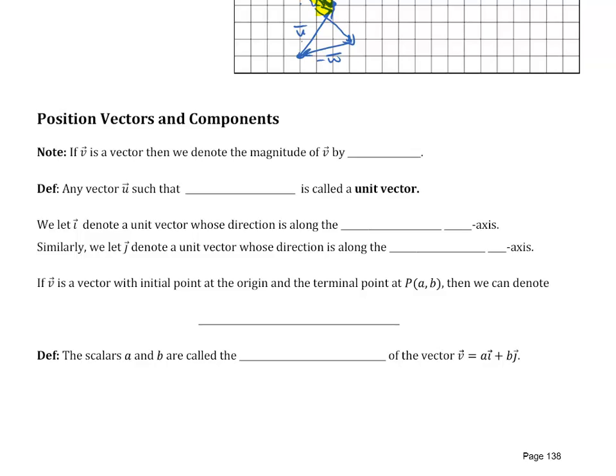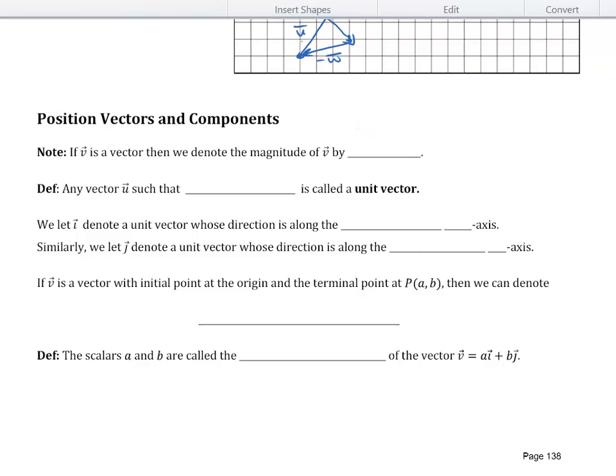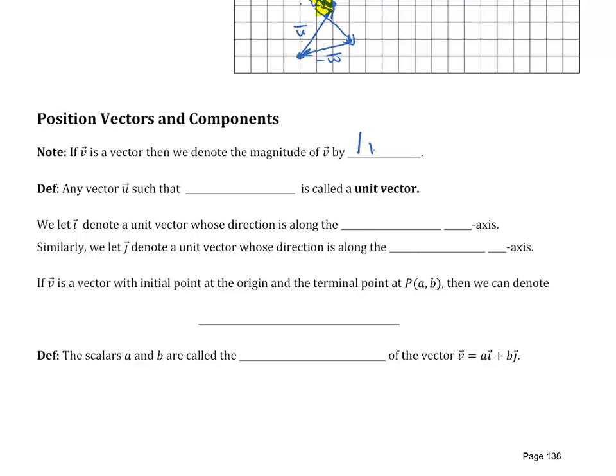Note that we can denote the magnitude of a vector v by using the absolute value symbol. That right there is the length of the vector v, and I write a bar over the top to make sure we understand that that v variable represents a vector. And for any vector u such that the magnitude of u is exactly 1, we call that a unit vector. Vectors of length 1 are called unit vectors.